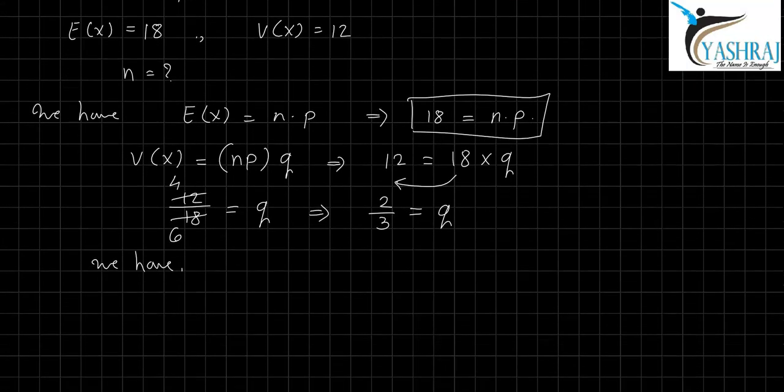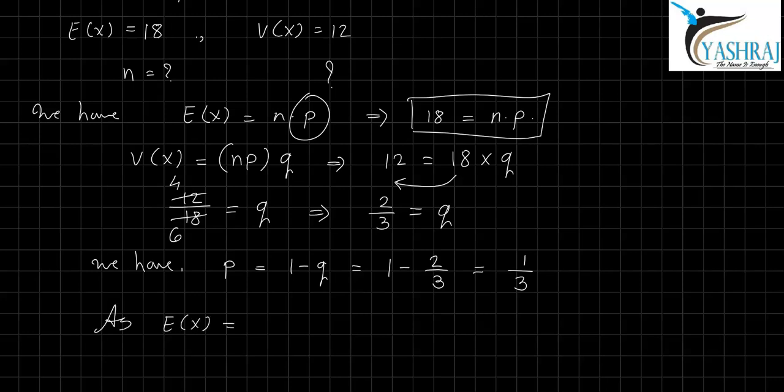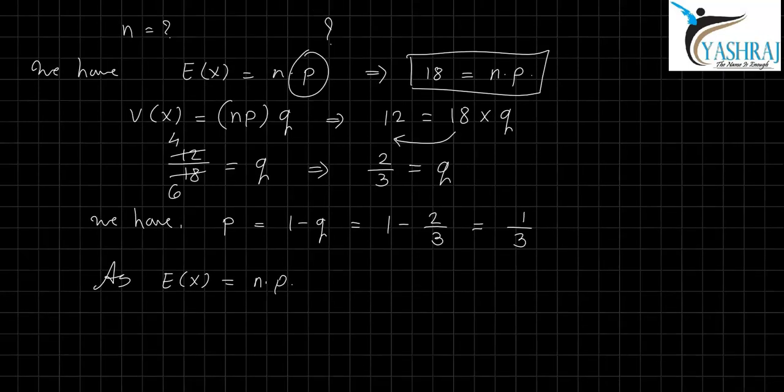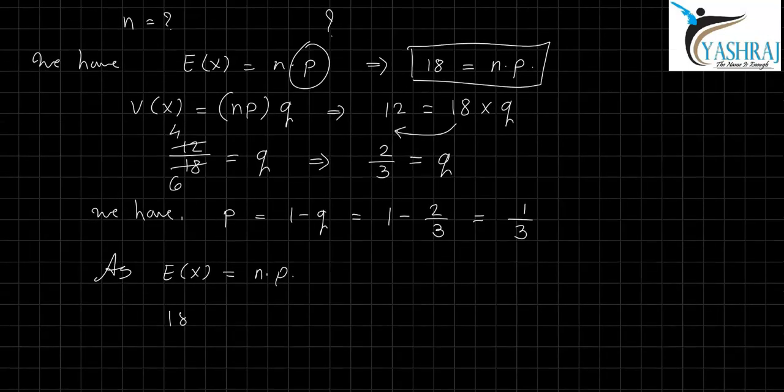So for that we will require the value of p. So how could we evaluate p? We have p equals 1 minus q, means 1 minus 2 by 3. By using cross multiplication we get 3 minus 2 as 1 by 3. So as E of X is equal to n into p, where E of X value we have is 18, n as it is, p to be 1 by 3.